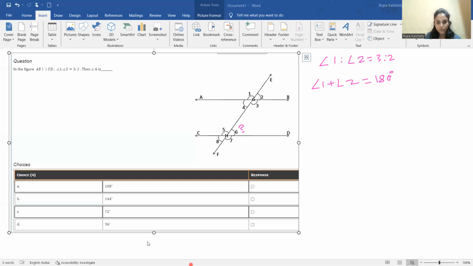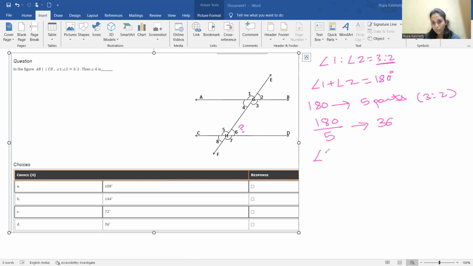As we say, the ratio is 3 is to 2. That means 180 degree will have total 5 parts, isn't it? Parts because it's 3 is to 2. So 3 plus 2. Okay. So can we divide 180 into 5 equal parts first? Then we'll find for angle 1 and angle 2. And 180 divided by 5 gives us 36.